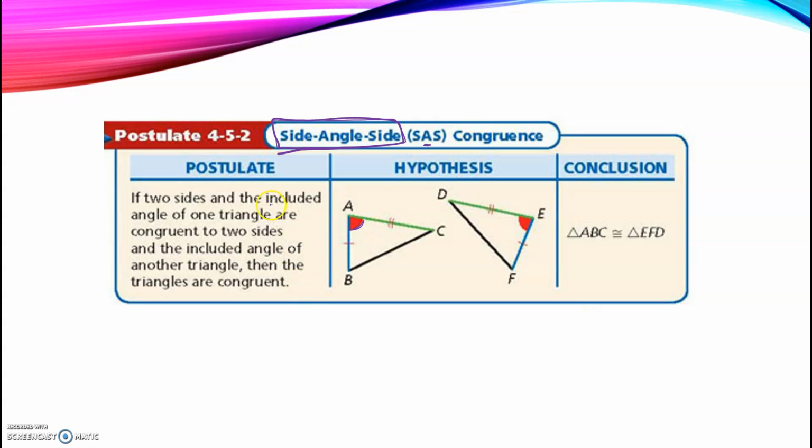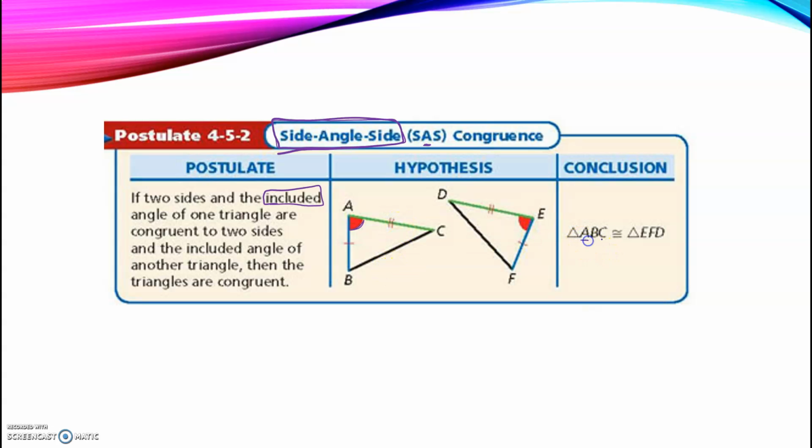You call that included. So we're going to look at this word right here. If it's included, it means between. So it's between 2 sides. So when you're trying to say this, you have an angle in between 2 sides. Well, this one has that same angle in between the same 2 sides. So yes, these 2 triangles are congruent by side, angle, side. Side, angle, side. Again, order matters.